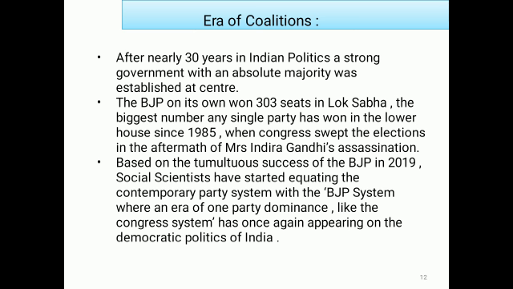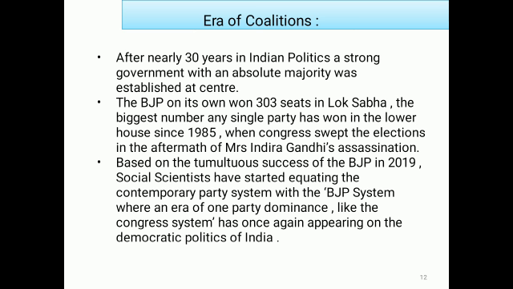After nearly 30 years in Indian politics, a strong government with an absolute majority was established at centre. The BJP on its own won 303 seats in Lok Sabha, the biggest number any single party has won in the lower house since 1985, when Congress swept the elections in the aftermath of Mrs. Indira Gandhi's assassination. The elections which were held after Indira Gandhi's assassination happened that year only, in 1985.